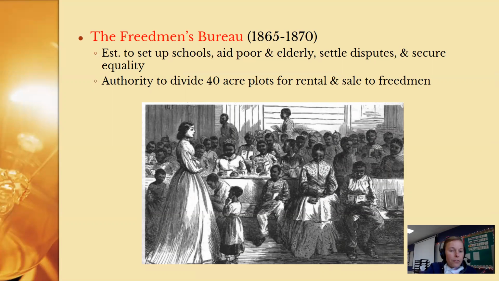The Freedmen's Bureau is also going to have the authority to divide 40-acre plots for rental and sale to these newly freed individuals, again, enhancing this idea of 40 acres and a mule. It was started under Sherman's Special Field Order 15. The Freedmen's Bureau is going to be under enormous stress trying to provide for over 4 million individuals throughout the South in the 11 former Confederate states with only less than 1,000 workers to do so.